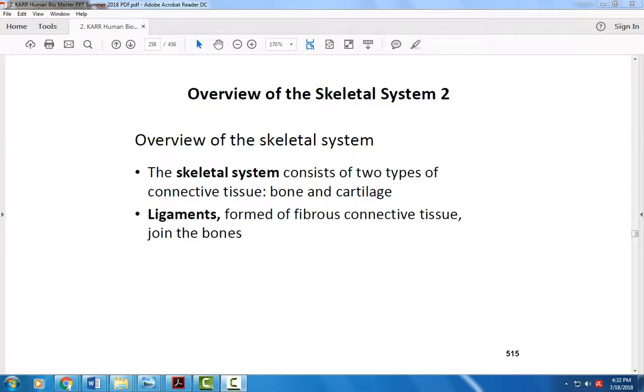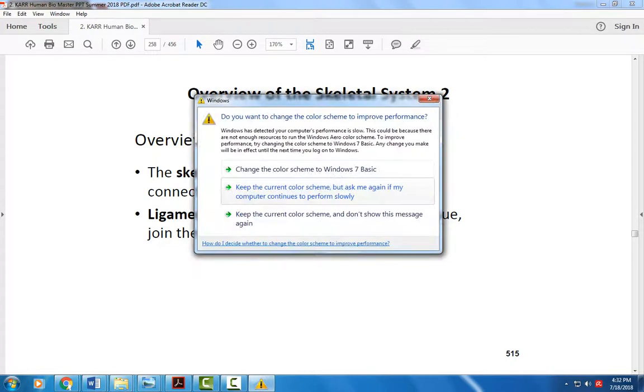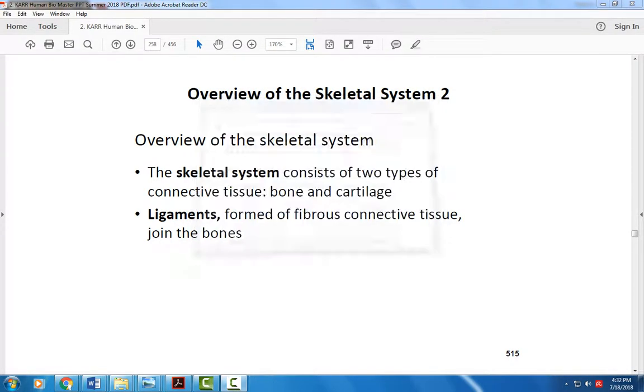And another term that you've probably been familiar with are ligaments. Ligaments connect bones to bones, and tendons connect muscle to bone. So ligaments connect bone to bone.